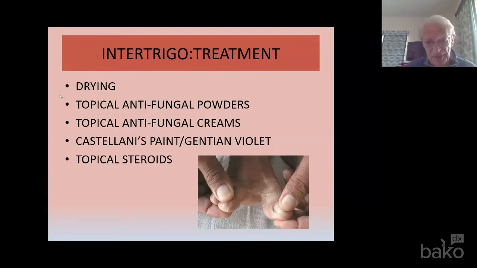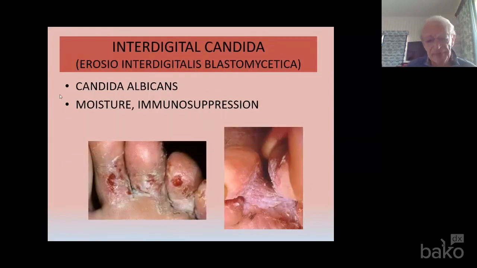One can use topical antifungal powders. You can use antibiotics. Those of you that are older may start to dry these by having the patient use Castellani's paint or gentian violet, which you can get, which is colorless. Generally, the pharmacies will have to order that. And in bad resistant cases, using topical steroids.